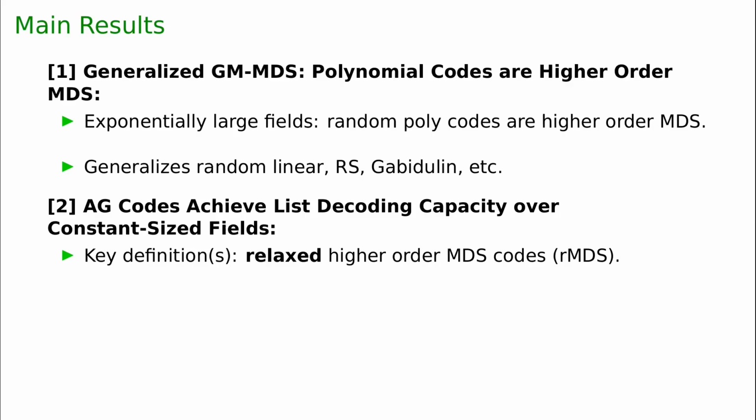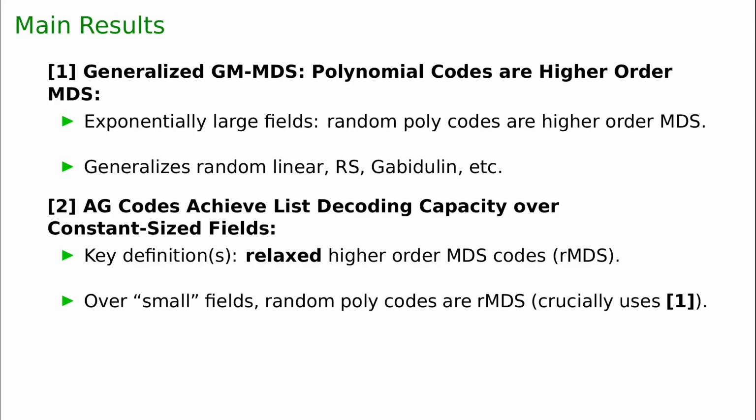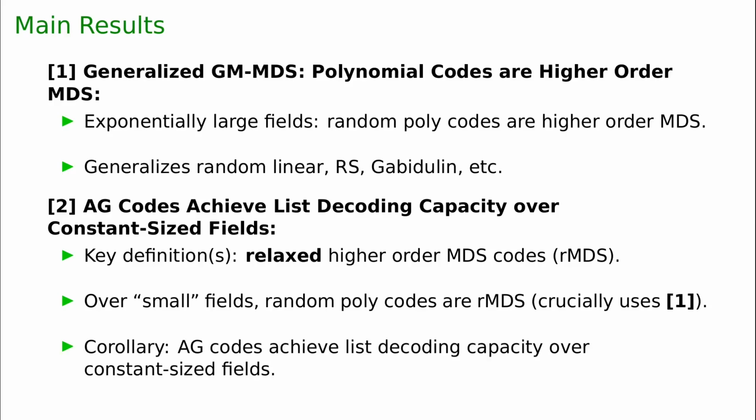In our second paper, AG Codes Achieve List Decoding Capacity over Constant Size Fields, we generalize higher order MDS codes to a notion of relaxed higher order MDS codes. And we show that over small fields, random polynomial codes are this relaxed higher order MDS, and the proof uses the results from the first paper in order to prove this. As a corollary, this means that AG codes themselves actually achieve list decoding capacity over constant size fields.